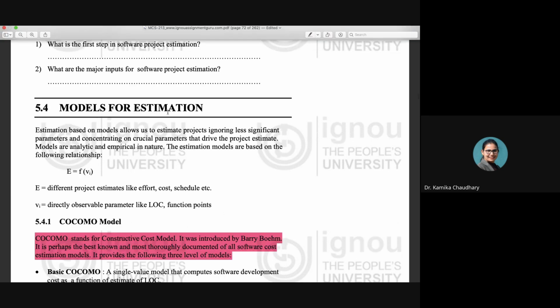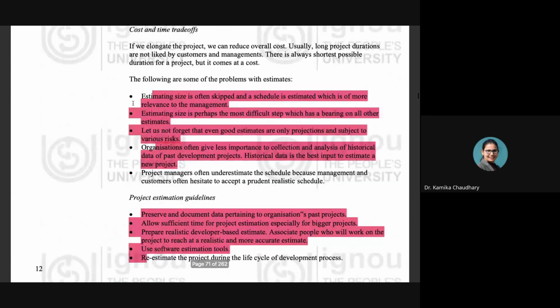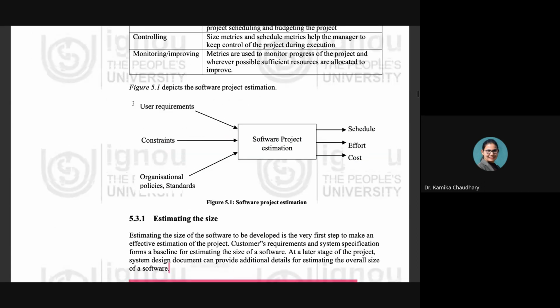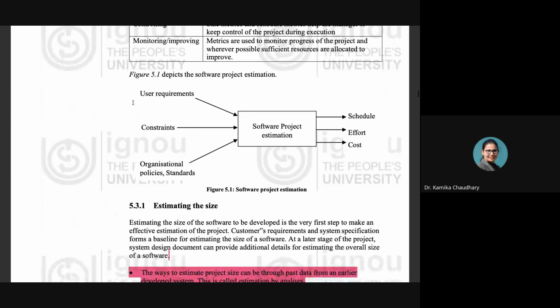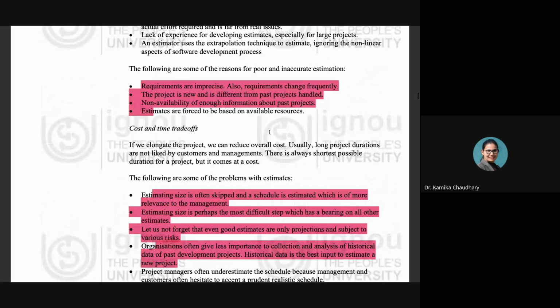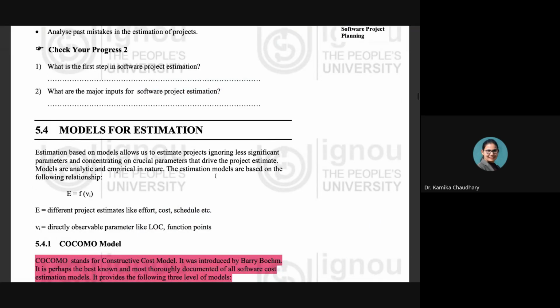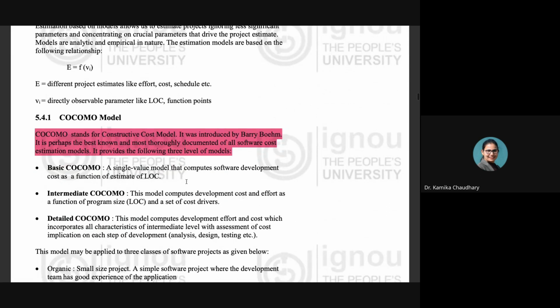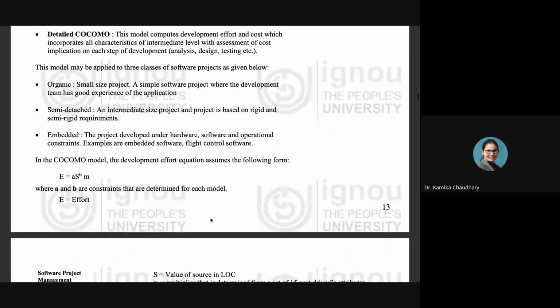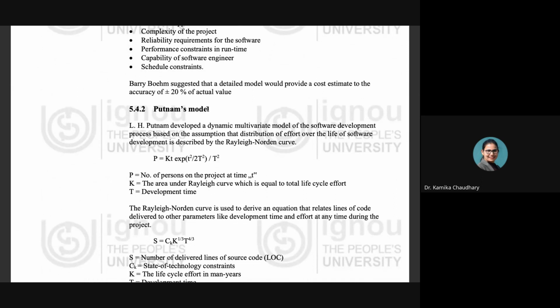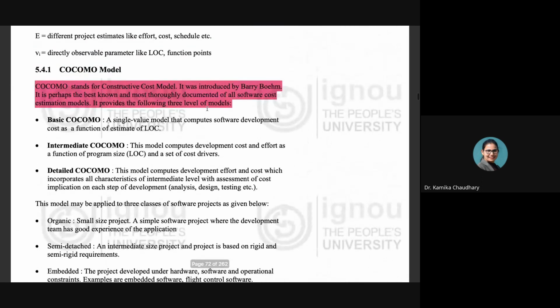Now, we have studied how software project estimation is done, how we estimate the size, how we estimate the effort, how we estimate the cost, and how we estimate the schedule. Now, we are going to see the number of models which exist for estimation. We don't need to worry about the various equations used in the models. We just need to know what these models are and how they function.